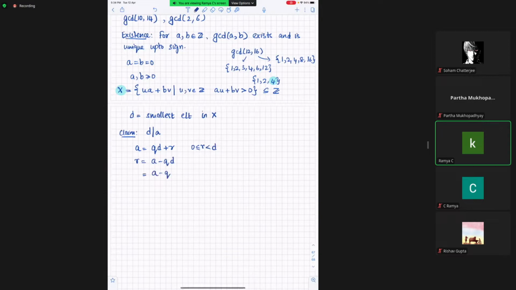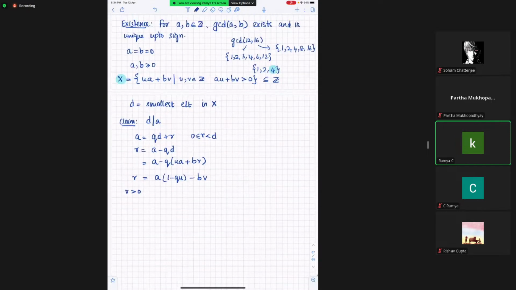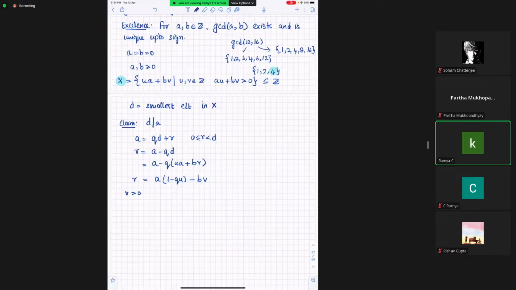Now, what can I say about D? D I know is an element in X. So I should be able to write this as UA plus VB. So now I can regroup things and I will get R equals A minus QD, which is a combination of A and B. Okay, so this is R, a remainder R. So we assumed that all of these are greater than or equal to 0. So if the remainder is greater than 0, the remainder we know is less than D. If it's greater than 0, then what can we say about the remainder? It belongs to X, and it is less than D.